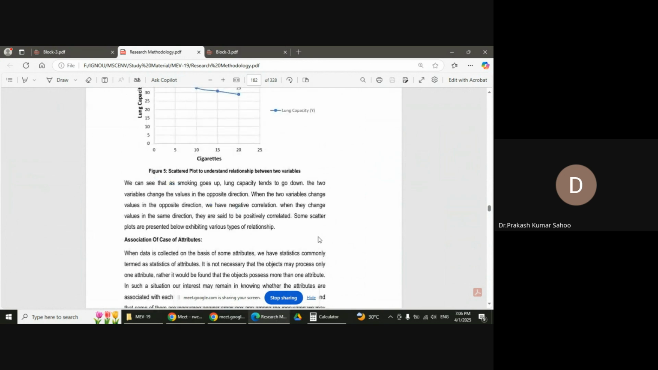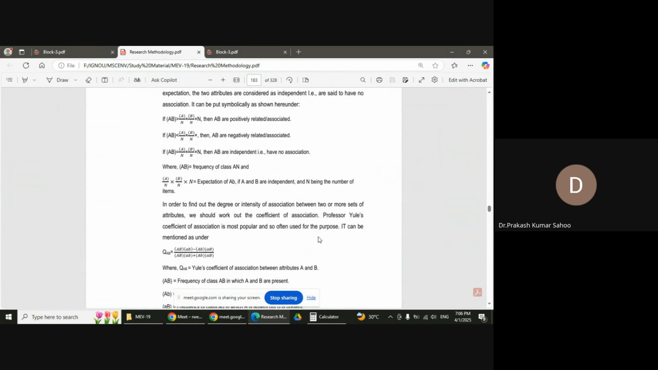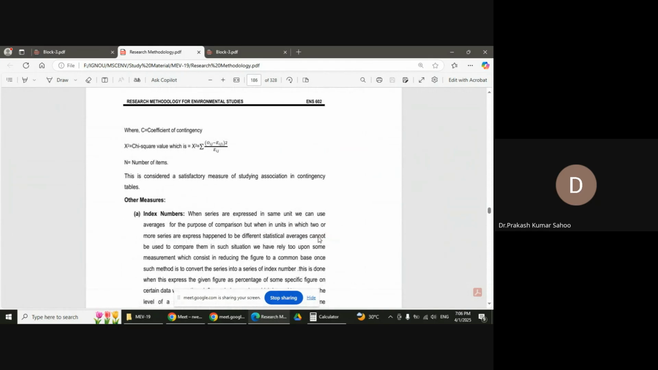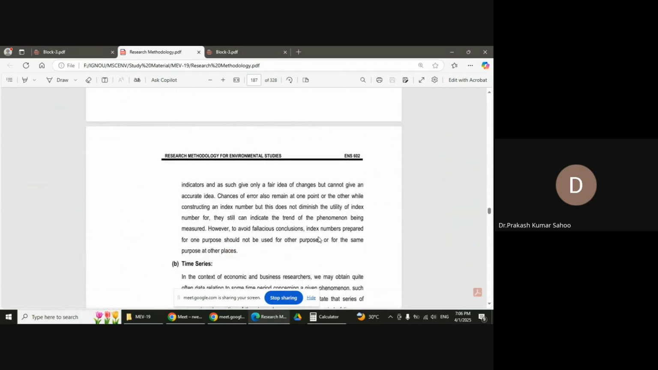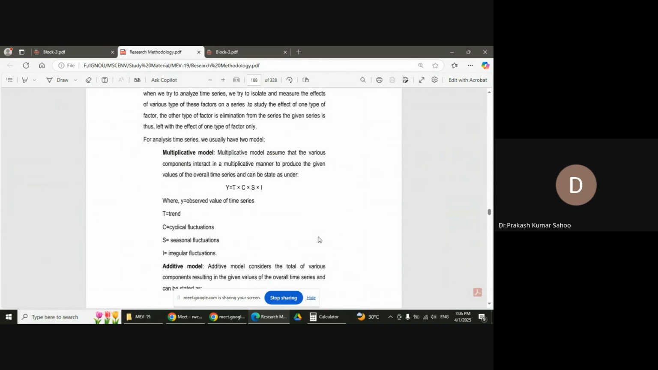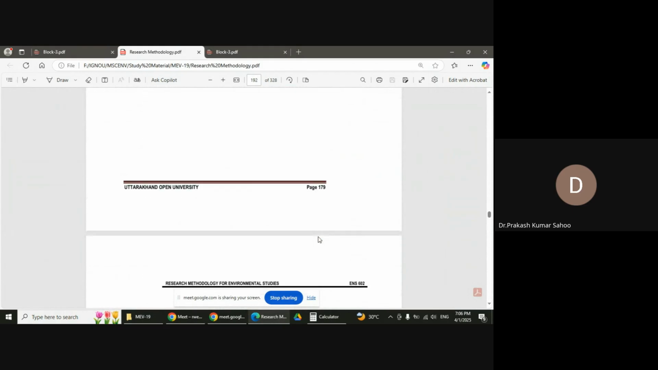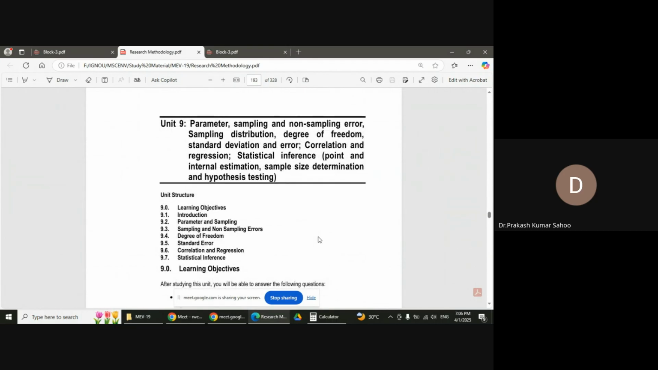So next we have time series. Then we have parameter, sampling, non-sampling error, sampling distribution, degree of freedom, standard deviation and error, correlation, regression, statistical inference, that is point and interval estimation, sample size determination, and hypothesis testing.